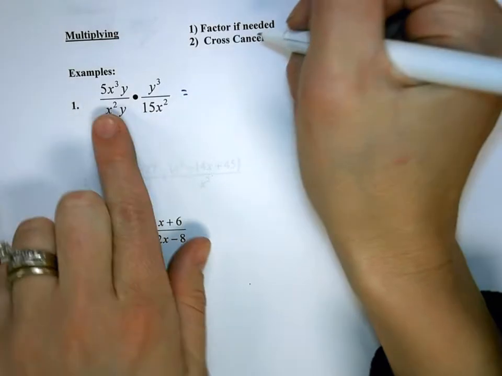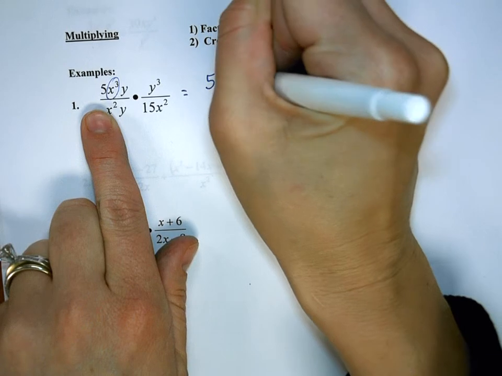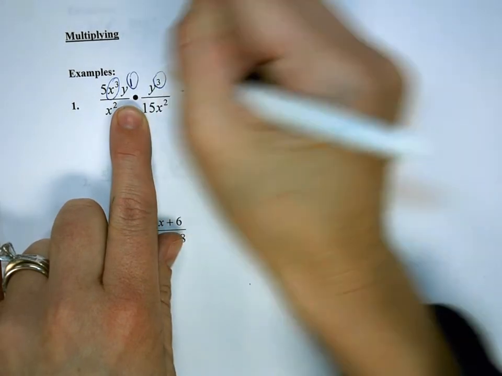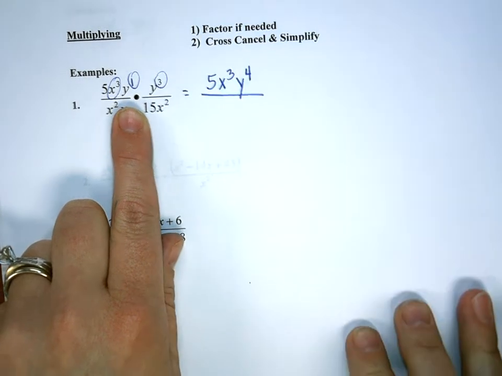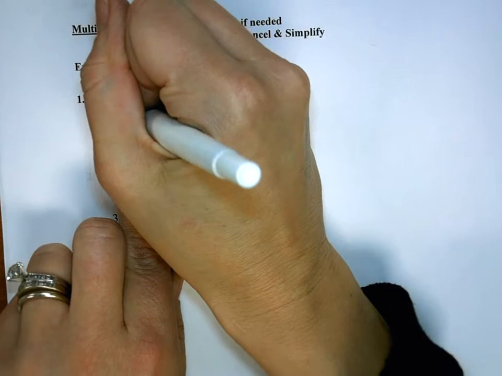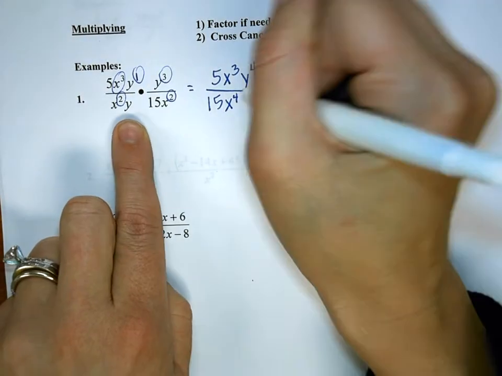Okay, so I'm going to keep 5 on top right now. I have x cubed on top, and then this is y to the first and y to the third, which will end up making y to the fourth. On the bottom, I have 15, and notice I have x squared and x squared, which will make x to the fourth, and then I just have 1y.